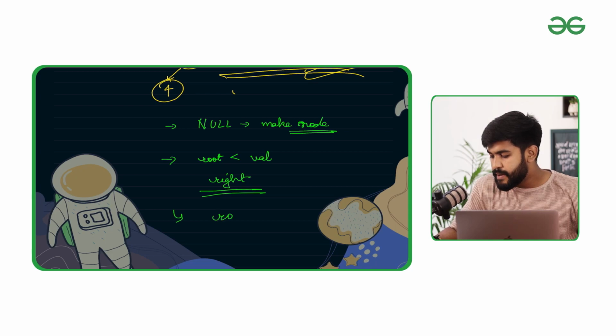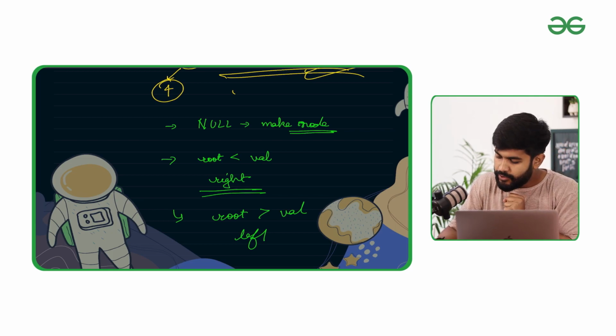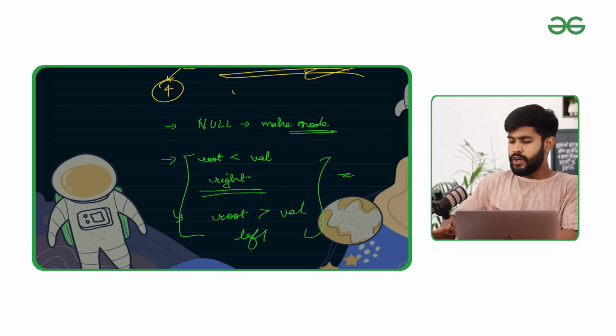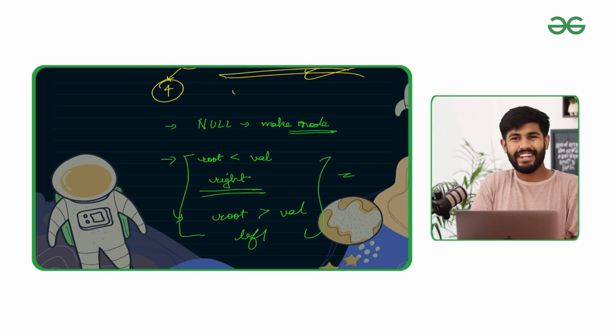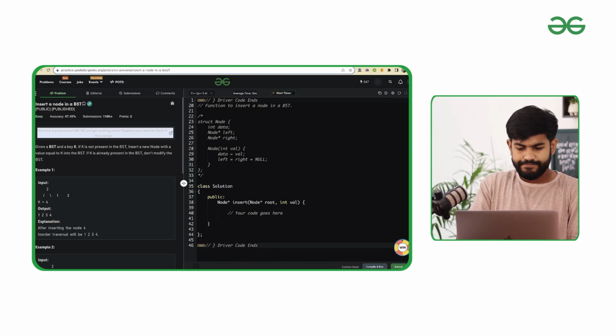In the same manner, if root dot data is greater, then we would go to left. And if it is same, we won't do anything. So we would have only the condition for left and right, and this would be done. So now let's just sum up everything in the code itself, and this would be fine enough. I'm more accustomed to root and data as val itself, and this would make more sense.